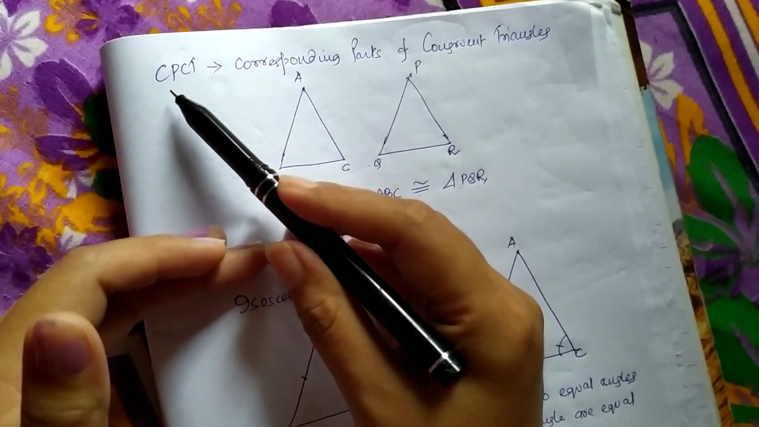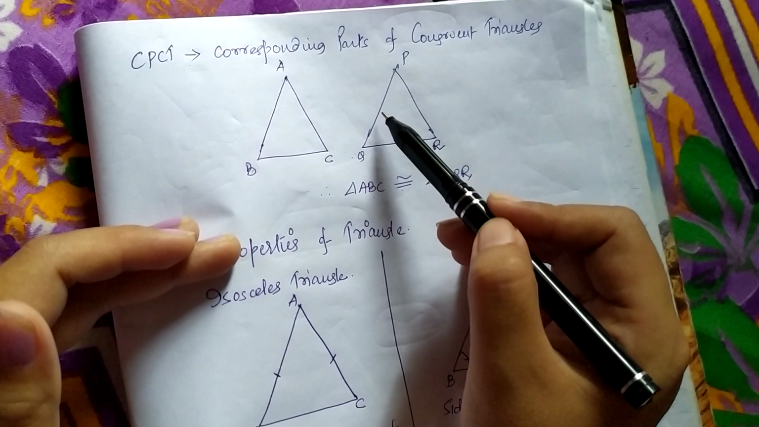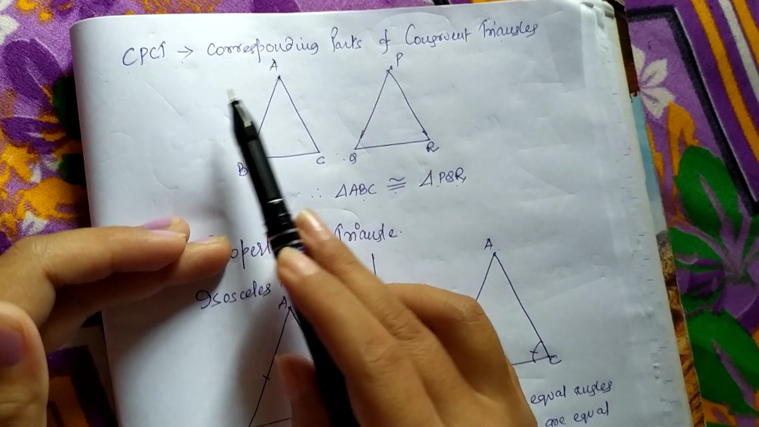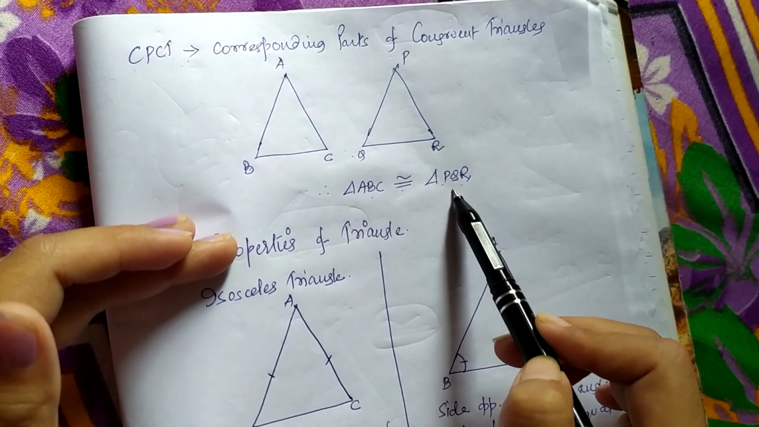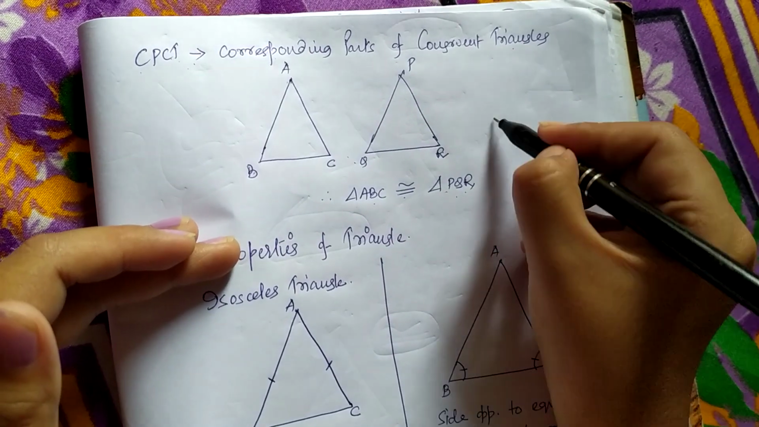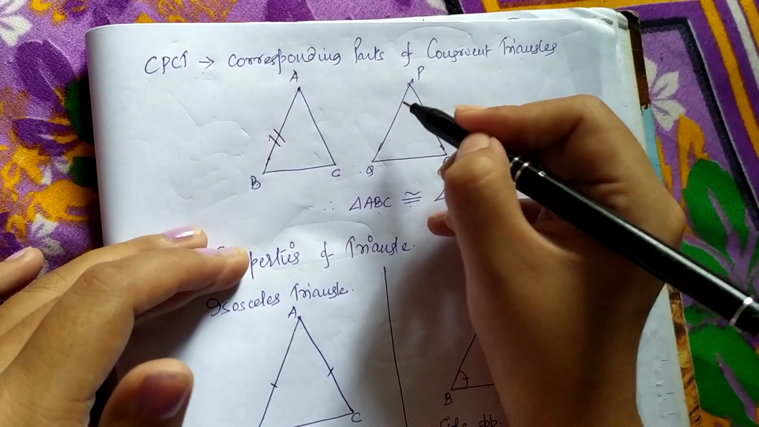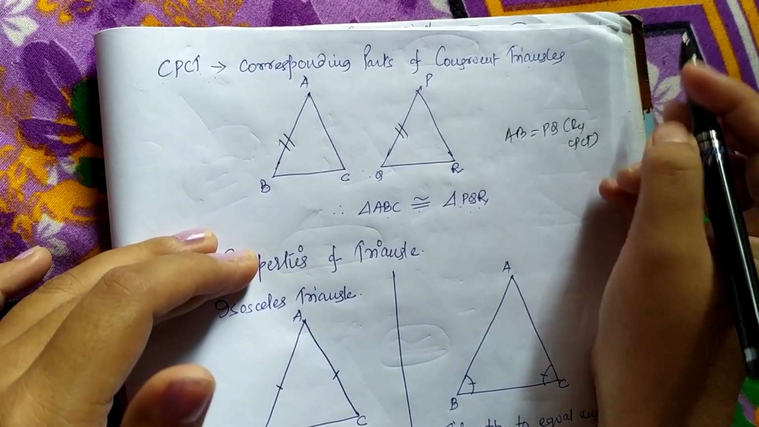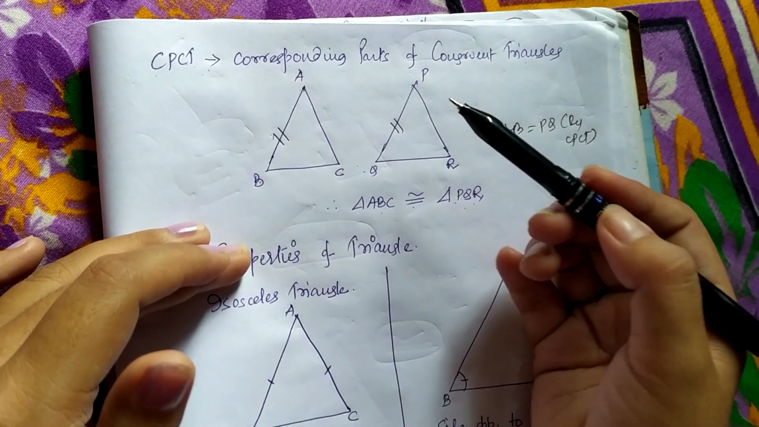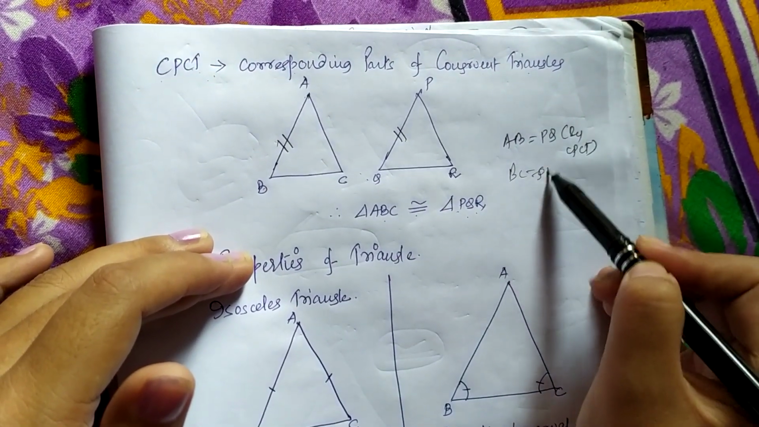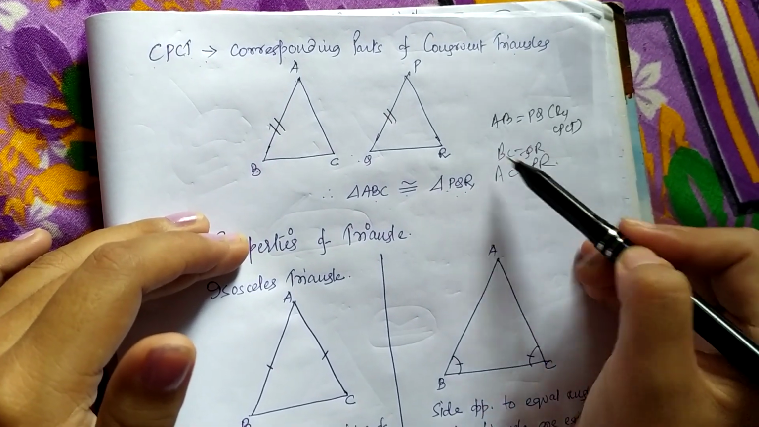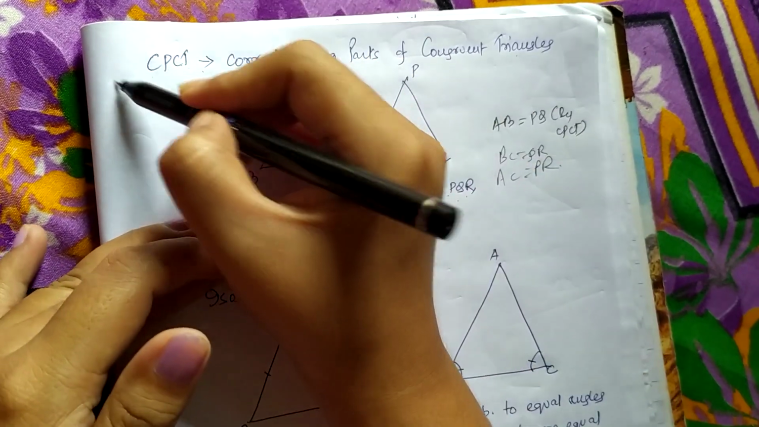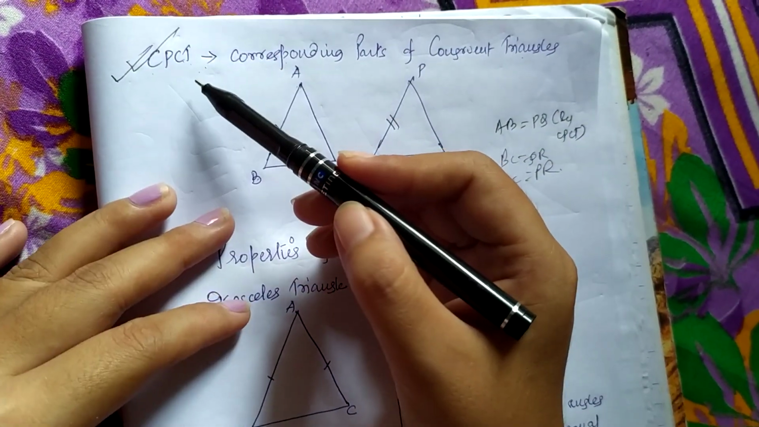By this CPCT rule, corresponding parts will also be equal. We have to utilize this only after the congruency. So after this congruency, suppose in these two triangles side AB will be equal to side PQ, by CPCT. The same goes with the other sides: BC will be equal to QR, or AC will be equal to PR. Its corresponding sides will be equal by the CPCT rule after proving the congruency. So this is one important thing that you need to understand in the chapter.